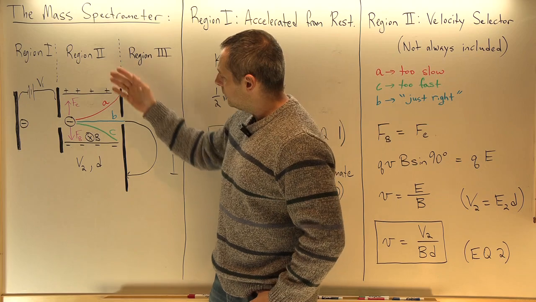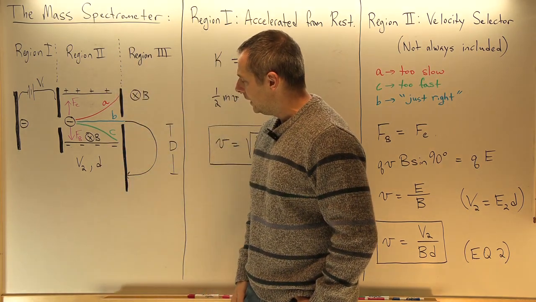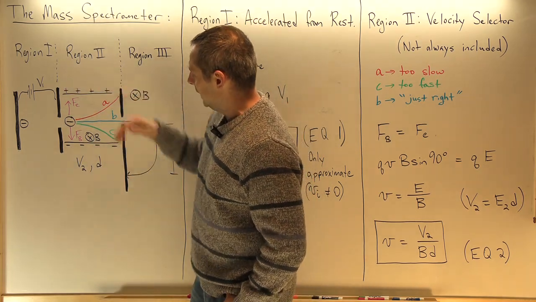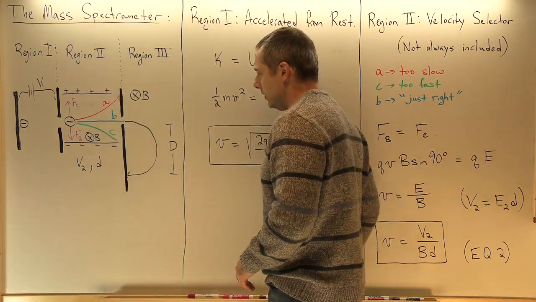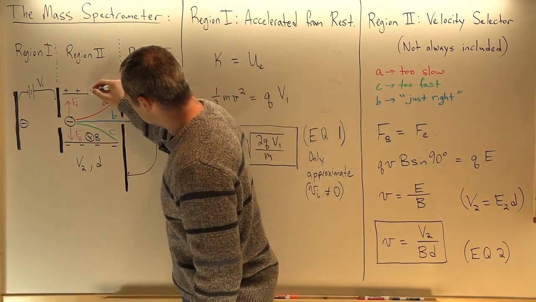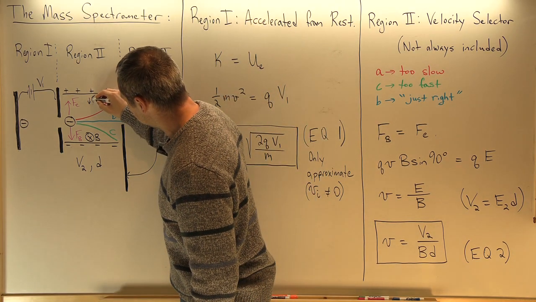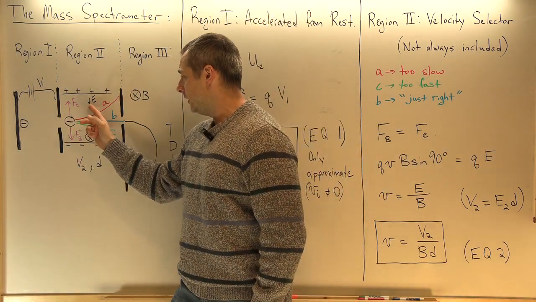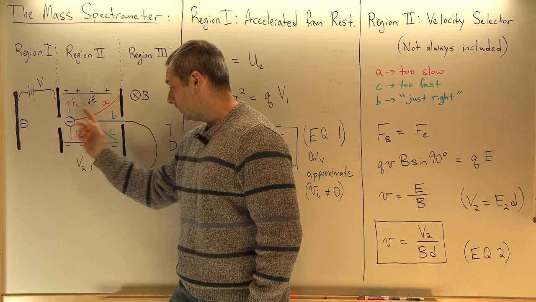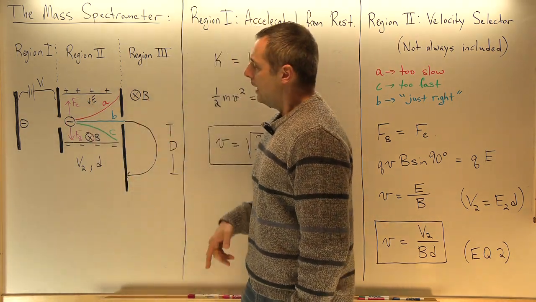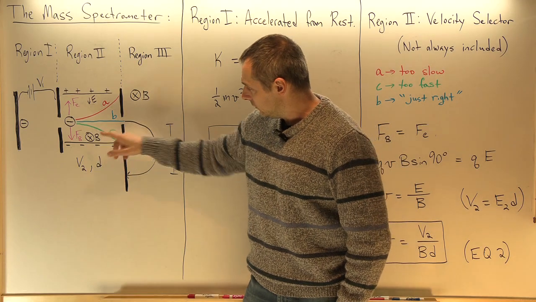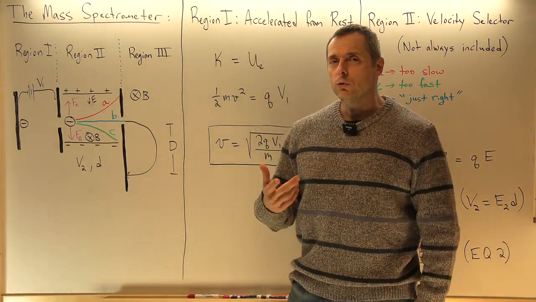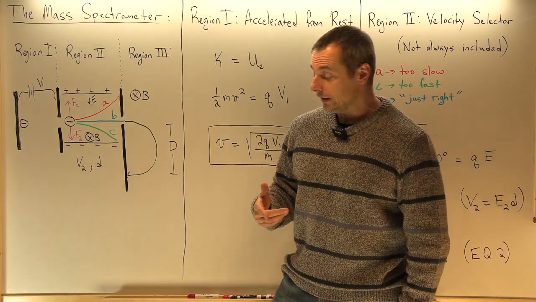So we have another region where we have crossed electric and magnetic fields. There's another voltage here between these 2 plates, and as you can see, there is an electric field that points from plus to minus like this. That creates an electric force on the negative ion in the opposite direction of the electric field, in other words, upward. And then there's a magnetic force, because there's a magnetic field and a moving charge. If we use our right-hand rule, we can determine that that force is in the downward direction.